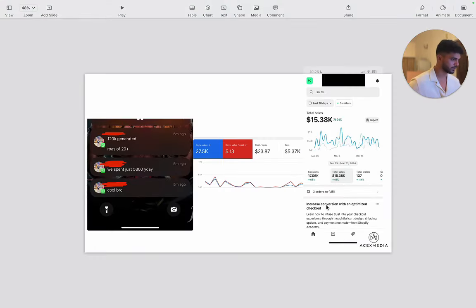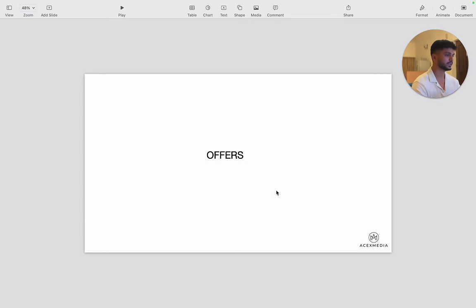And some more results here where we spent 5,800 rupees and we generated 1,20,000 rupees with a plus 20x ROAS. And some more results here. So the last thing that I'm going to focus on is the offers.